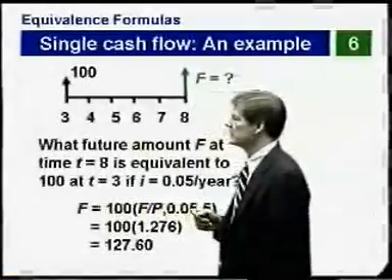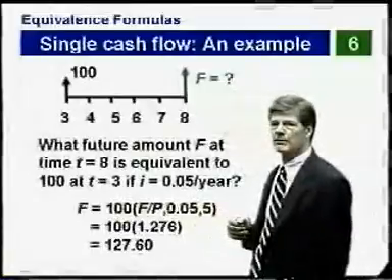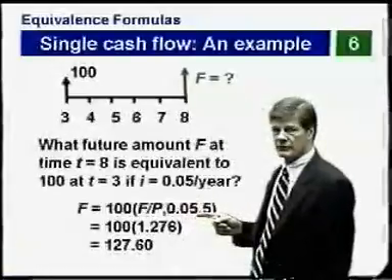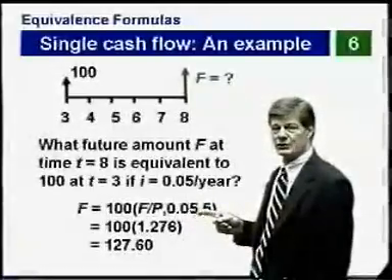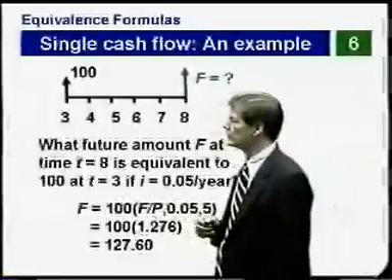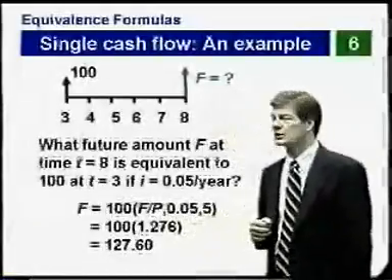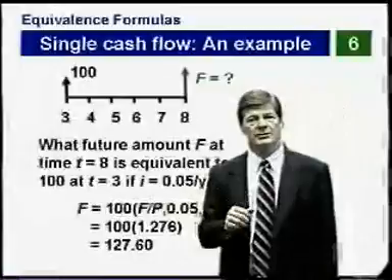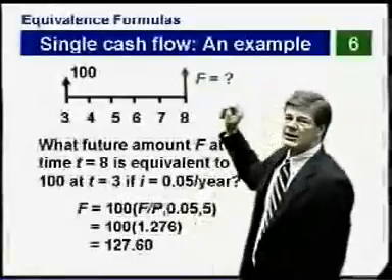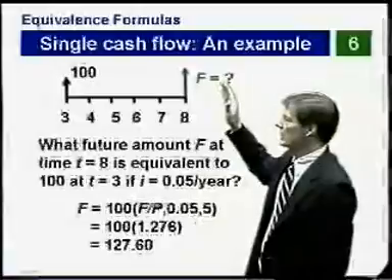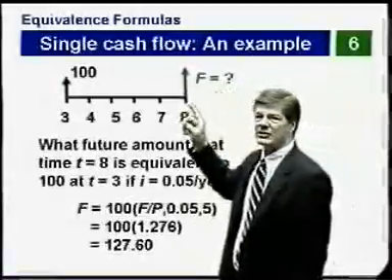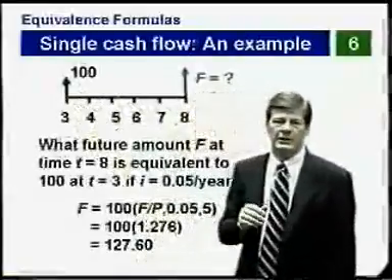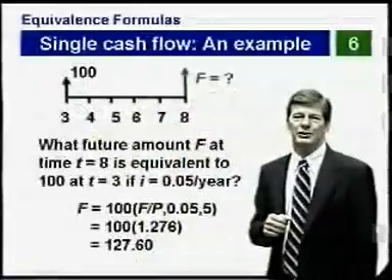Find F given P when you can invest funds at 5% per year over a 5-year compounding period. I can look up the value of this equivalence factor in the back of the book, and if I do, I will find that to be 1.276. Doing the multiplication, I end up with $127.60. In other words, the concept of equivalence: you would be indifferent between receiving $127.60 in the 8-year or $100 at time 3, provided you could invest at 5% per year.